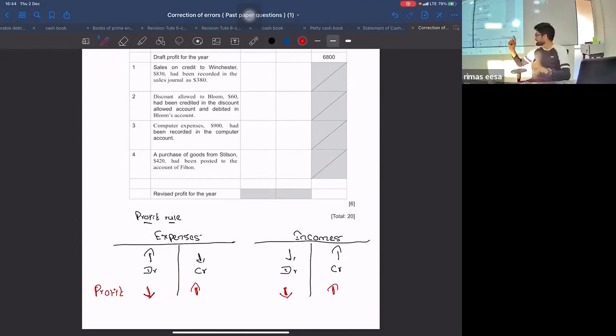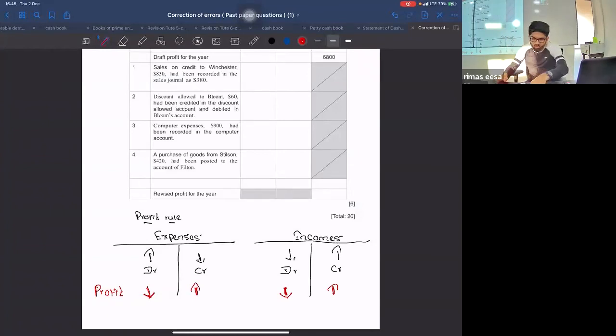Clear? Look at credit entry. If you credit the expense account, profit is increasing, right? If you credit the income account, also profit is increasing. So whenever you credit, it can be an expense or an income. If you credit, profit is what? Increasing. So what is our conclusion? If you debit either the expense account or the income account, profit will reduce. If you credit either the expense account or the income account, profit of the business will increase.